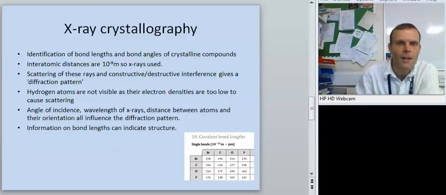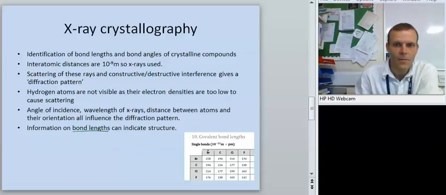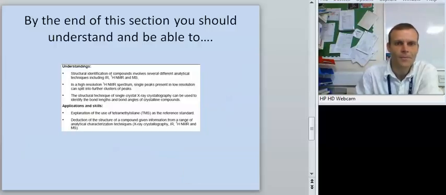And at a very basic level, one of the things that it's going to give us is bond lengths. And so by looking at expected bond lengths from data booklets, we can maybe identify what types of bonding we have within our molecule. Right, that's what we've covered.